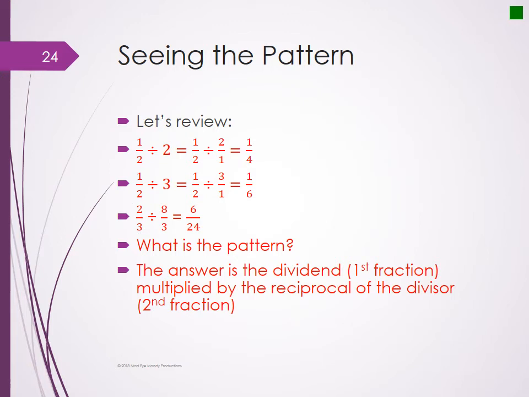So there's a pattern. If you look here, this 2 matches up with this 4. These 2 1s match up with this 1. This 2 and the 3 match up with the 6. The 1s match up with the 1. The 8 and the 3 match up with the 24. The 2 and the 3 match up with the 6. What is this pattern? The pattern is that the answer to my division problem is the dividend, which is the first fraction, multiplied by the reciprocal of the divisor, which is the second fraction.